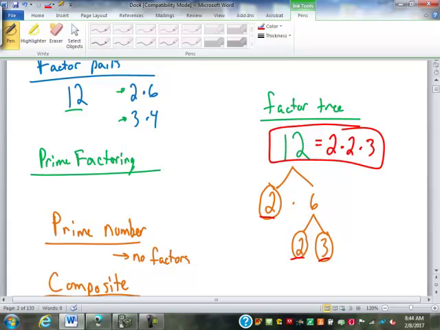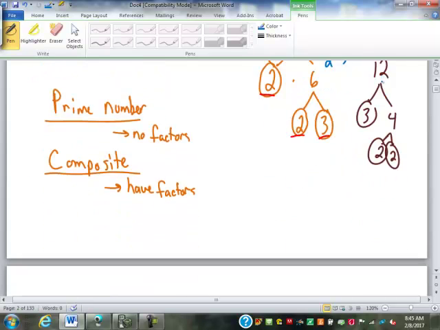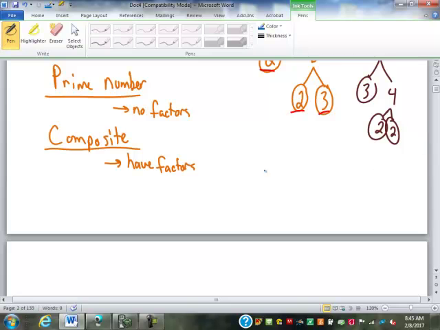What if we had done 3 and 4? So you got 3 and 4. The 4 splits up into 2 and 2. Now I always put them in order from smallest to largest, which is the proper etiquette. It's not incorrect if you don't, it's just more proper if you do. In fact, some books will list it like this: 2 squared times 3, because there's two 2's. So we have prime numbers and composite numbers.